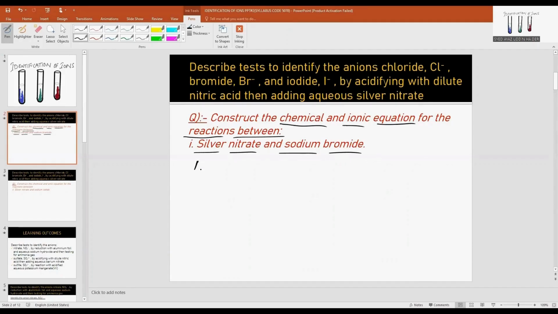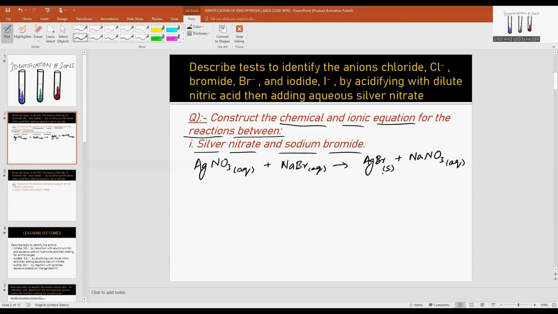Formula for silver nitrate is AgNO3. It's soluble. I will write aqueous. Sodium bromide should be soluble. I will write aqueous again for this one. This is an example of a precipitation reaction. The partners will be exchanged. The products will be AgBr, silver bromide, and sodium nitrate. We know that all nitrates are soluble, so we'll write aqueous for sodium nitrate. We'll get the precipitate of silver bromide, so it should exist in the solid state.